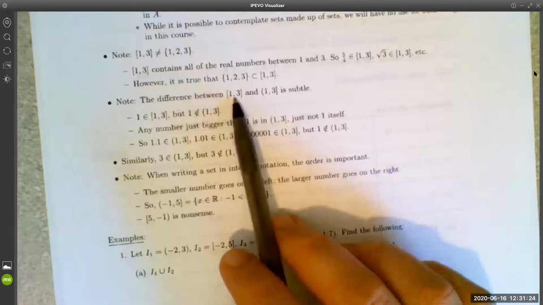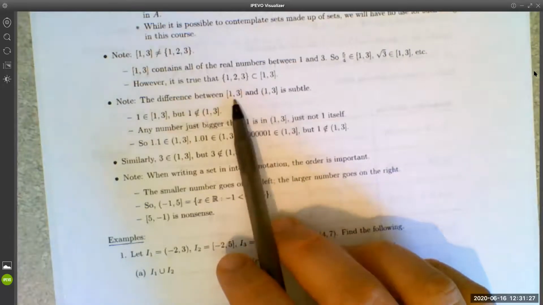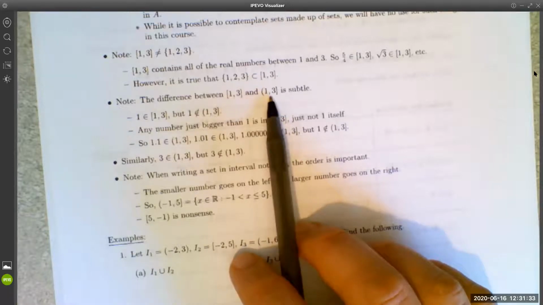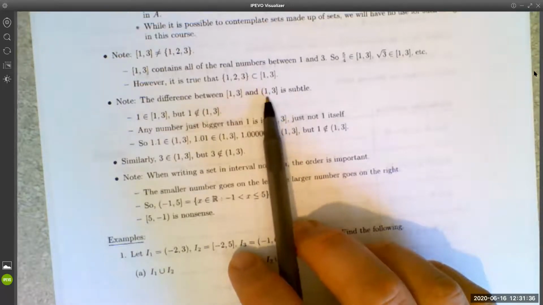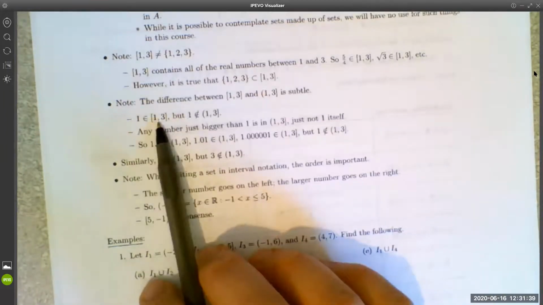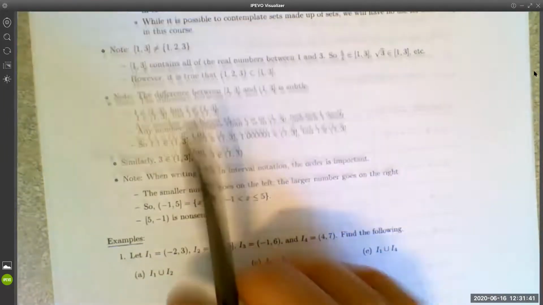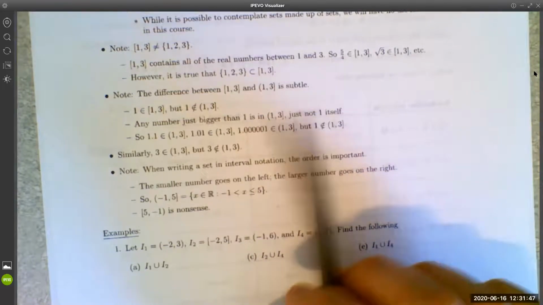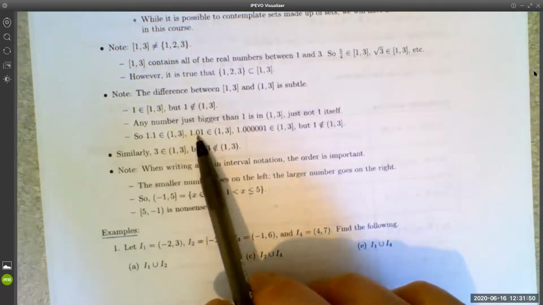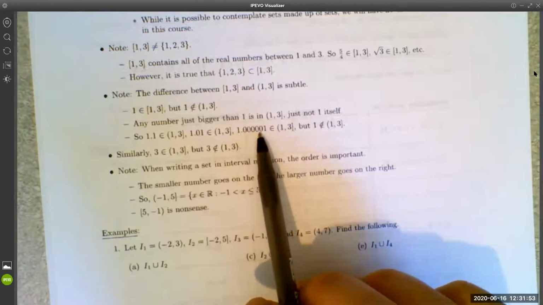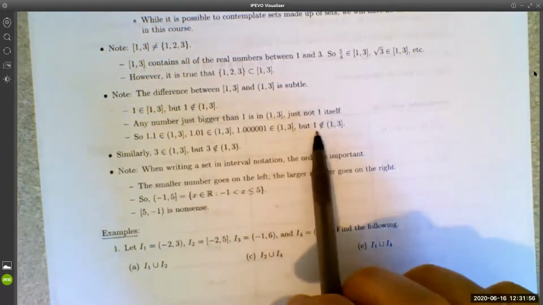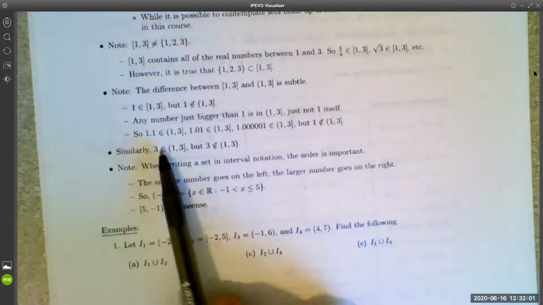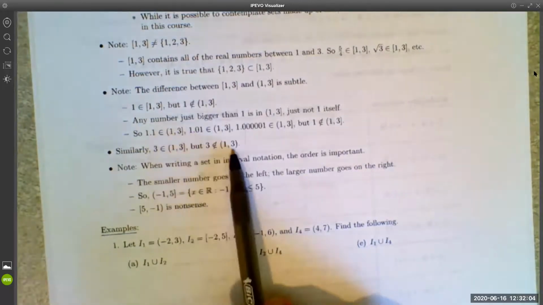Another thing, just to point out the difference between these two sets. This one is the set of all numbers between 1 and 3, including 1 and 3. This is the set of all numbers between 1 and 3, including 3, but not including 1. So 1 is in this interval, but 1 is not in this interval. Any number slightly bigger than 1 is in this interval, just not 1 itself. So 1.1 is in the interval, 1.01 is in the interval, 1.000001 is in the interval, but 1 is not. Similarly, 3 is in this interval, but it's not in this interval.